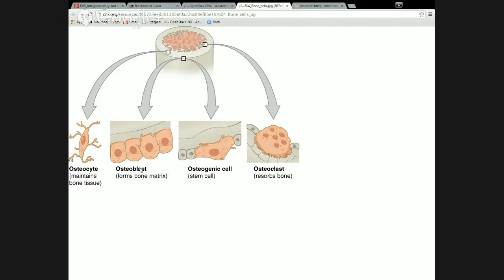Osteoblasts are known most because they form the bone matrix, the solid extracellular matrix of bone, which is the calcium phosphate crystal structure that I talked about last time. That's produced by the osteoblasts. Osteoblasts can become the fully mature osteocyte, which is responsible for maintaining the tissue.